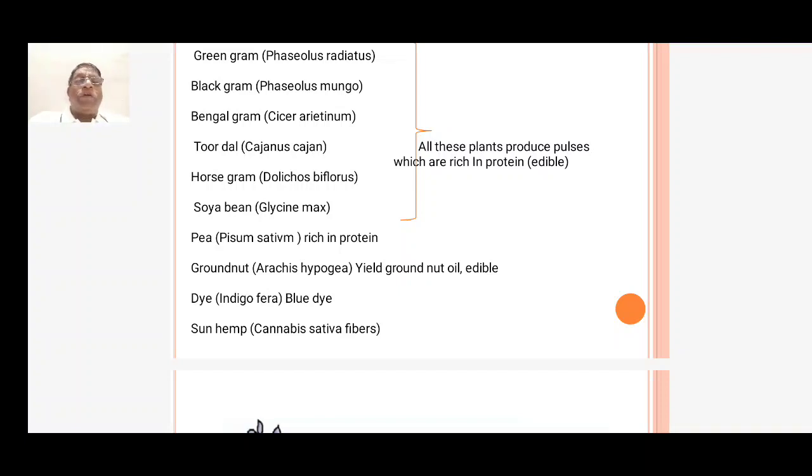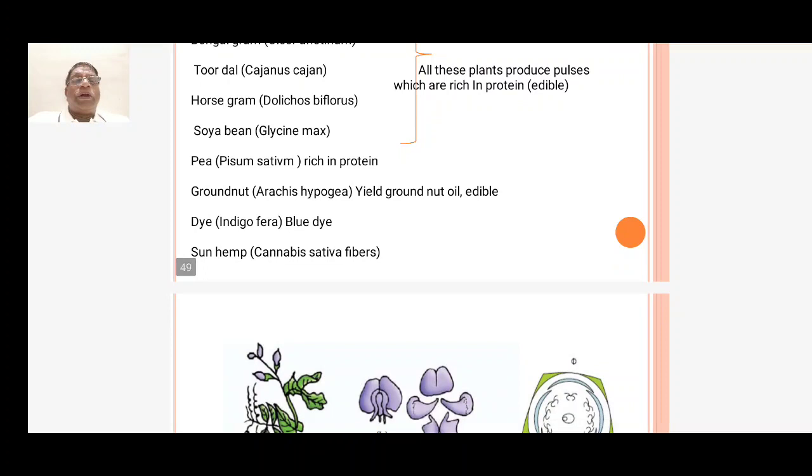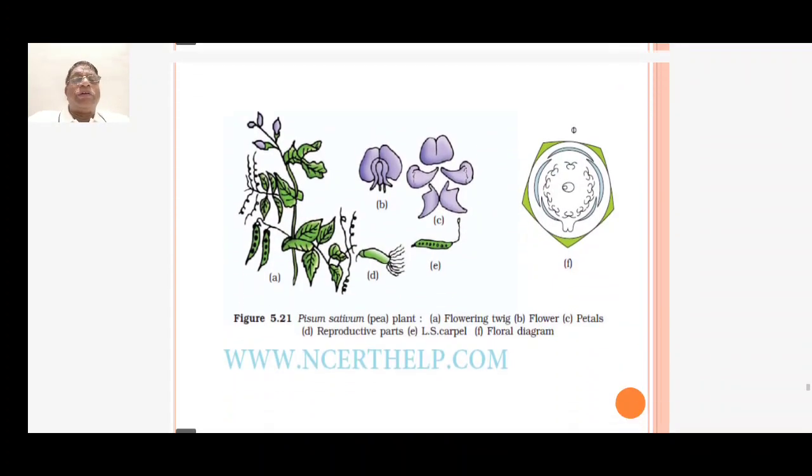More than 30 to 40 important plants belong to this family. Okay, these scientific names are very important for the NEET examinations.